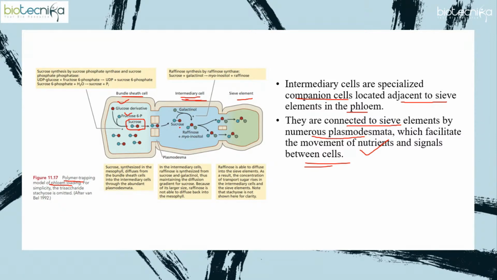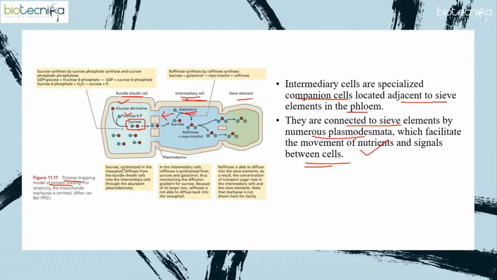Now, into this sucrose, another sugar is also added over here. We call it galactinol. So when you add galactinol to the sucrose molecule, it becomes a bulky molecule. So why do they make it a bulky molecule? So that back diffusion is prevented. So now what you got? Raffinose plus inositol. We can ignore the inositol part. Raffinose is important. Now, this raffinose can easily diffuse into the sieve elements.